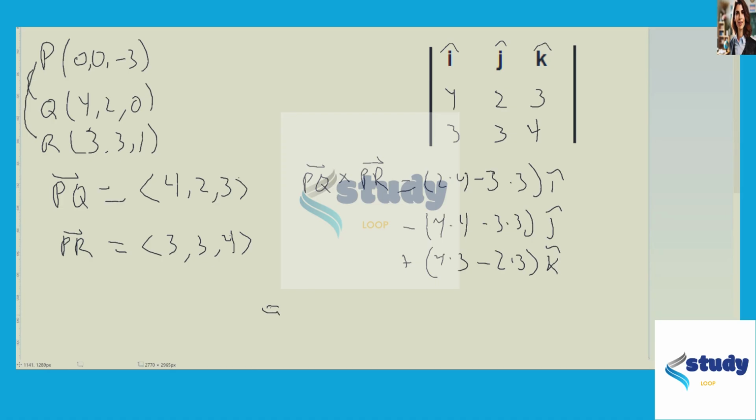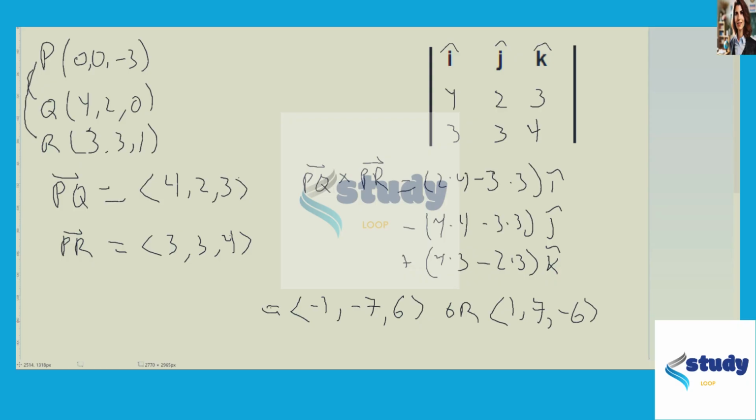Simplifying this a little bit, 2 times 4 is 8, 3 times 3 is 9, so we're looking at negative 1 in our first coordinate. 4 times 4 is 16, 3 times 3 is 9, 16 minus 9 is 7, so we're looking at negative 7. And then 4 times 3 is 12, 2 times 3 is 6, 12 minus 6 is 6. Of course, the negative of this vector would also be perpendicular to the plane. And so either of these answers, or any scalar multiples of them, will work.